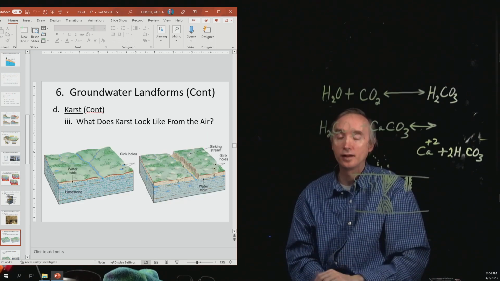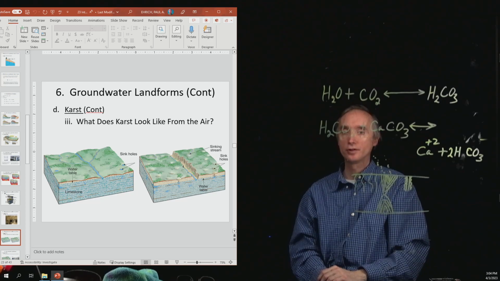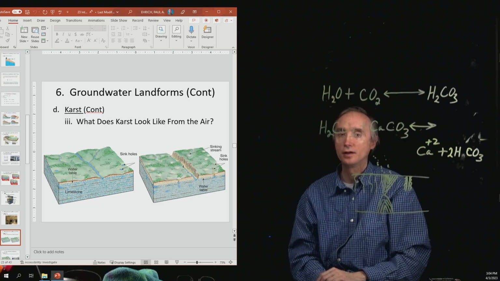Okay, let's take a break, and when we come back, we're going to talk about what karst topography looks like from the air.